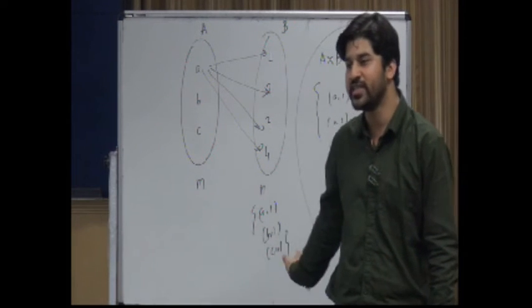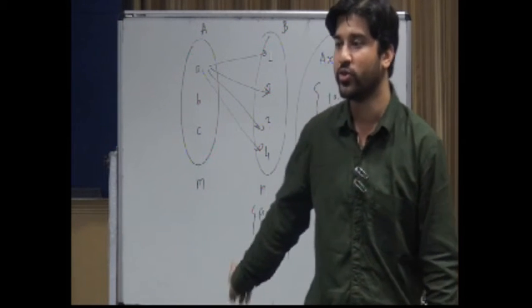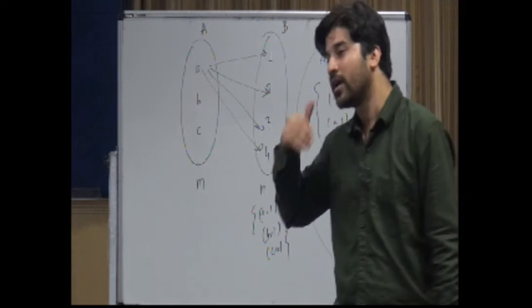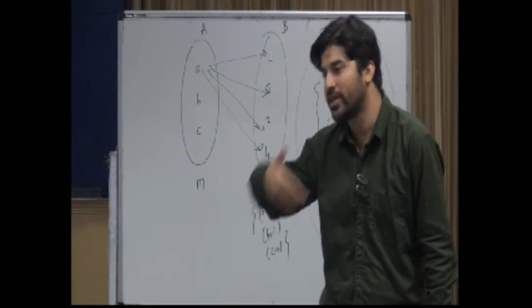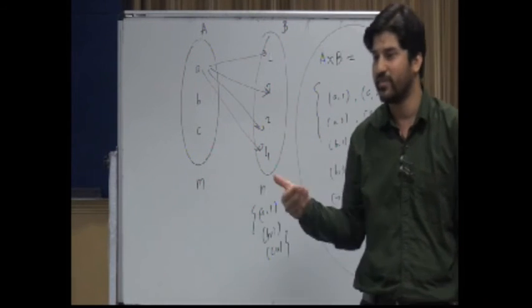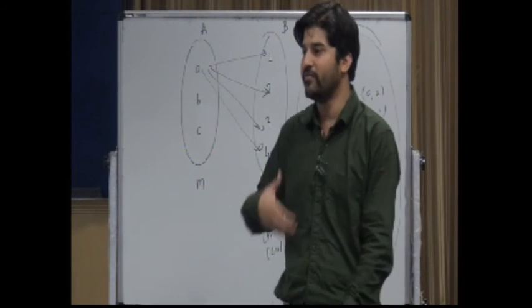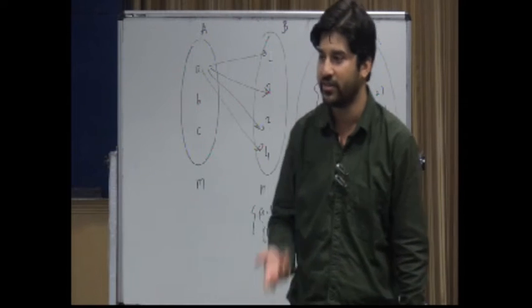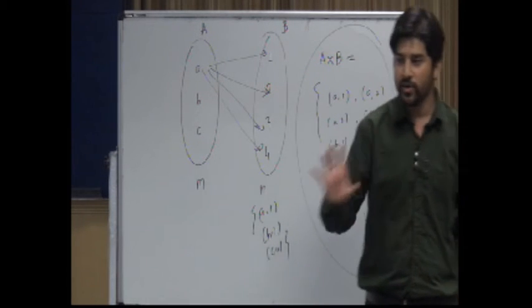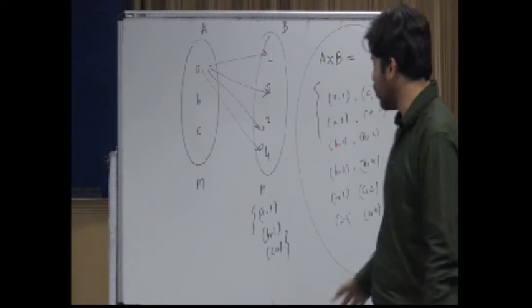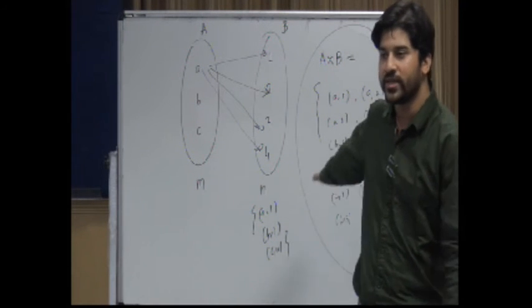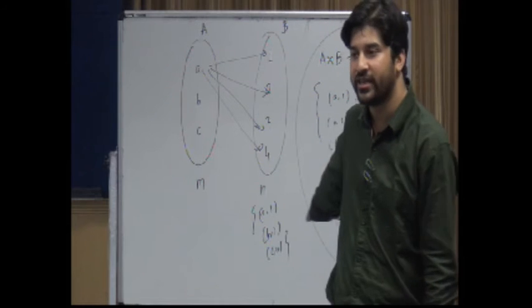And function is a special type of relation. So function is a relation, but it has some constraints. What are the constraints of a function? We'll discover intuitively first, and then we'll make it a definition. Understood? Before going into the function thing, we must know what a relation is. So you understand all these subsets are called relations.